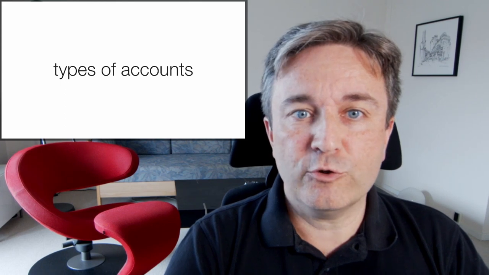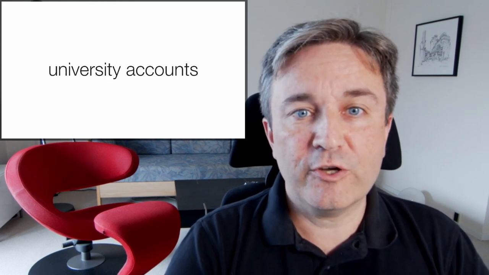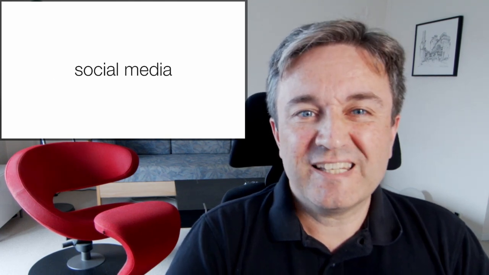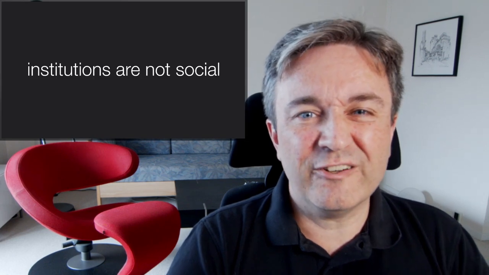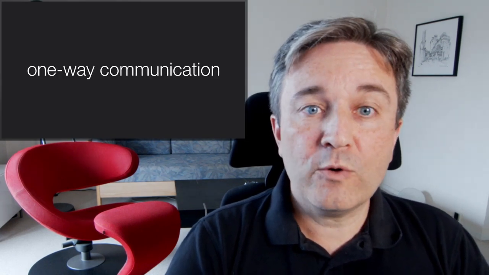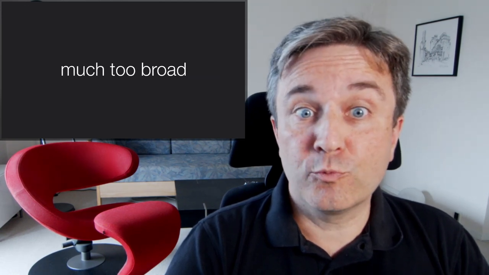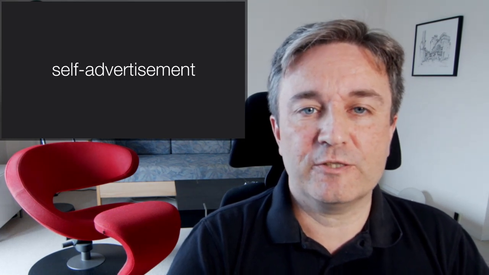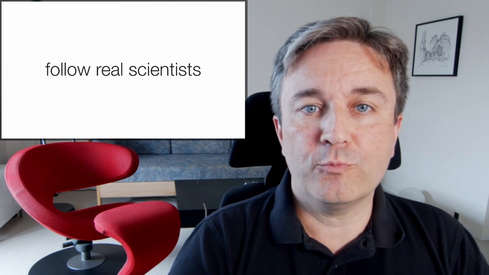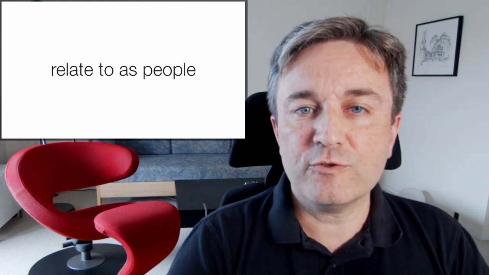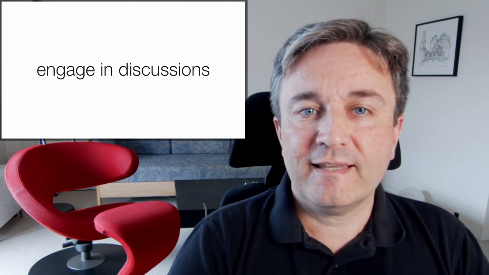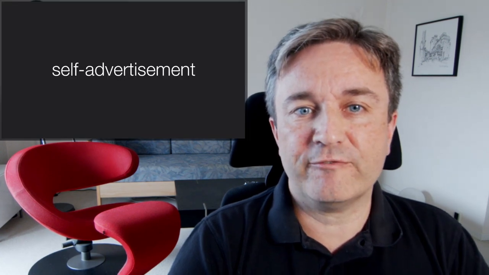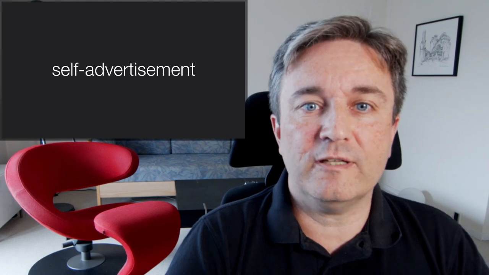There are several types of accounts that you'll run into on social media. You've probably seen them: university accounts, research lab accounts, and personal accounts. On social media, I think it's worth noting that institutions are not really social. It's very much one-way communication. It's typically much too broad, all the different research happening at a university, and a lot of it is really self-advertisement. Both I and most people I know prefer to follow real scientists that they can relate to as people who share their interests and that they can engage with in discussions. And that's why also on a personal account, you want to avoid it being the kind of self-advertisement that you often see too much of, especially on platforms like LinkedIn.